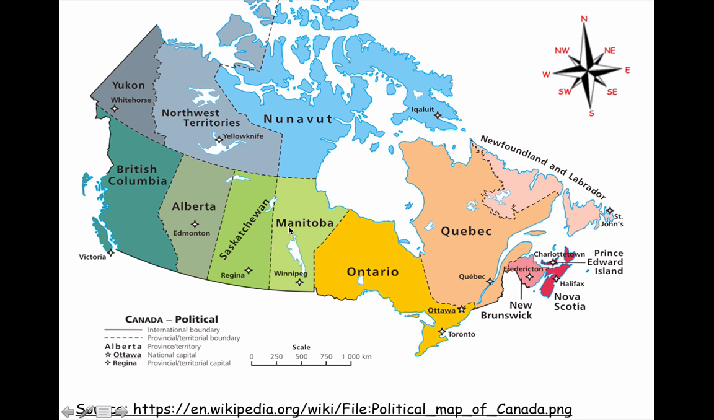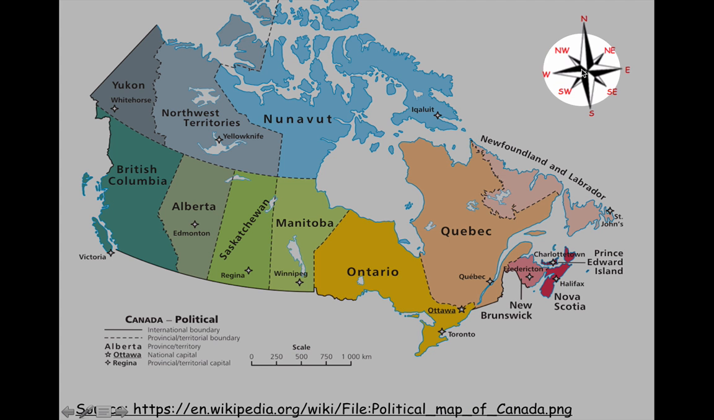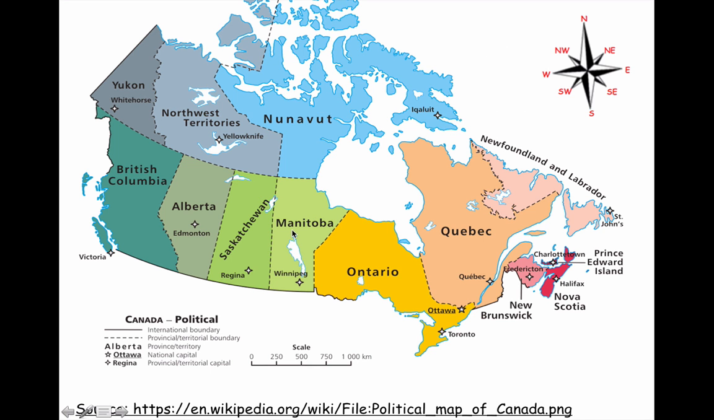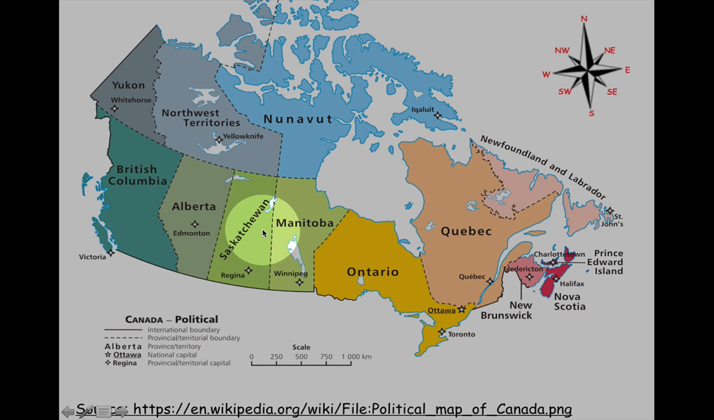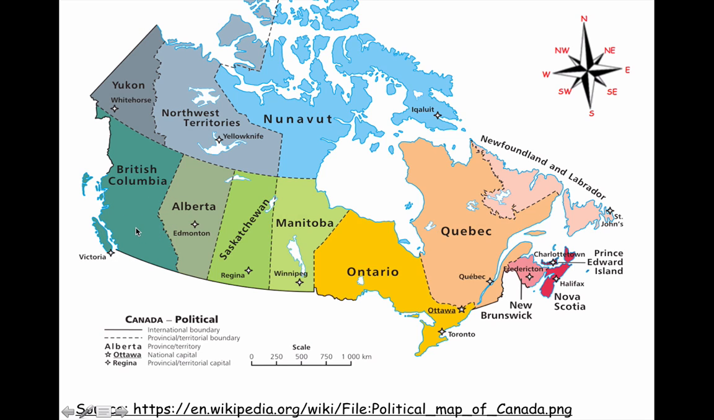What provinces are west of Manitoba? Well, on our compass, we can see that west is this direction. So if we start in Manitoba and move west, we find the provinces Saskatchewan, Alberta, and British Columbia.